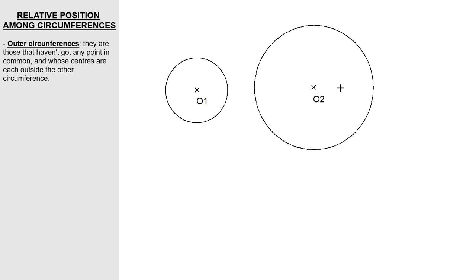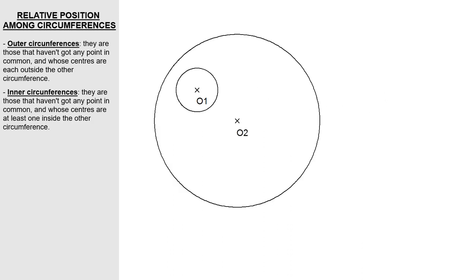Let us see now the relative positions that circumferences may have one with another. If two circumferences have no point in common, that is, they never intersect, and the centers of both of them are outside the other circumference, we will say that these are outer circumferences. If two circumferences haven't got any point in common, and the center of at least one of them is inside the other one, they are inner circumferences.